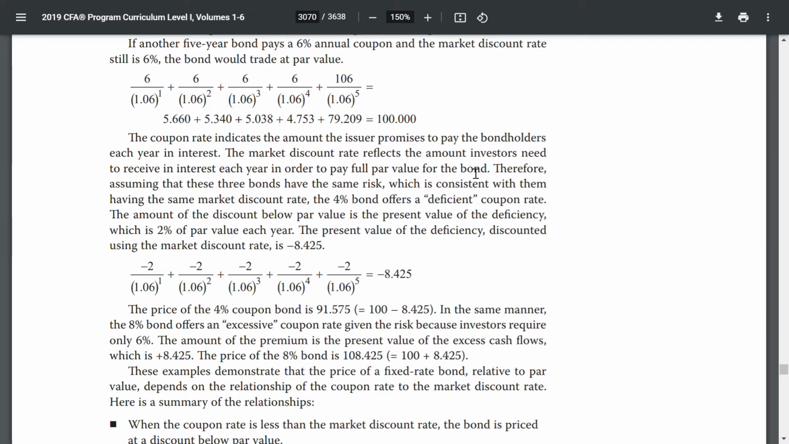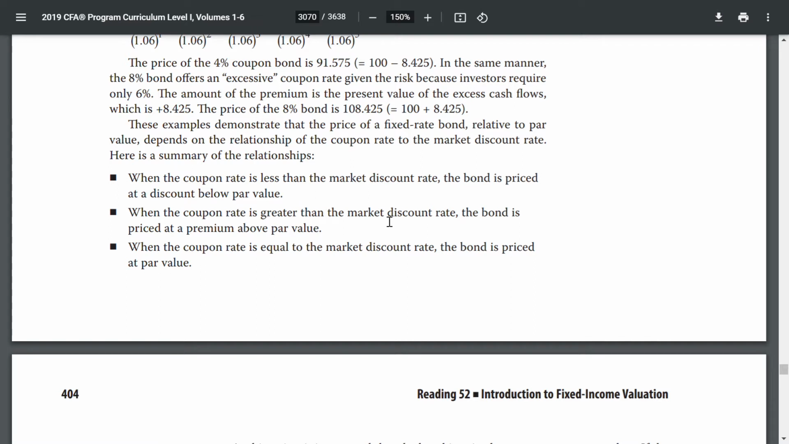Therefore, assuming that these three bonds have the same risk, which is consistent with them having the same market discount rate, the 4% bond offers a deficient coupon rate. The amount of discount below par value is the present value of the deficiency, which is 2% of par value each year. The present value of the deficiency, discounted using the market discount rate, is negative 8.425.